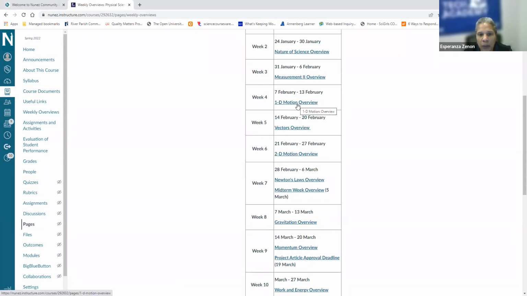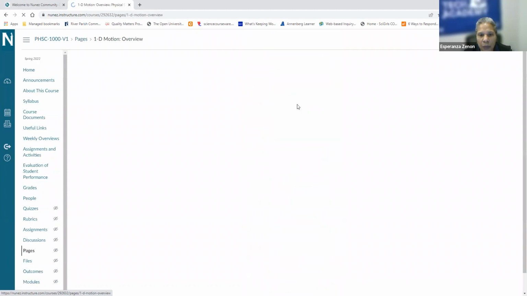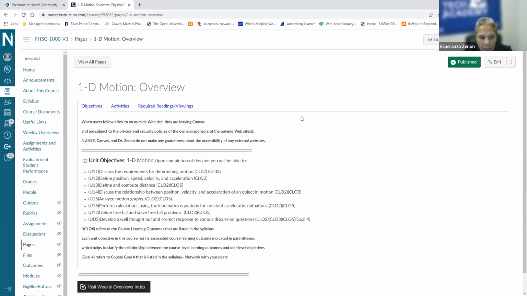Here we are on week 4, dealing with 1D motion. And what I want to do today is, of course, cover what we're dealing with this week in terms of your assignments and what have you. And then I want to just give some basic definitions. And then on Thursday, we'll use those definitions to help solve some problems. Okay. So that's kind of how I'm thinking.